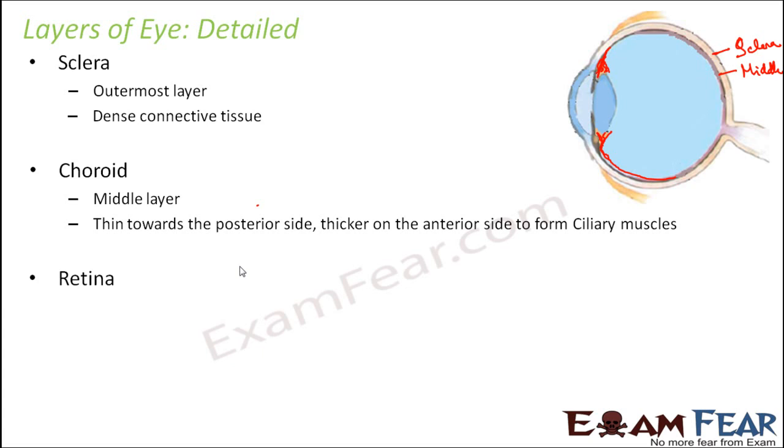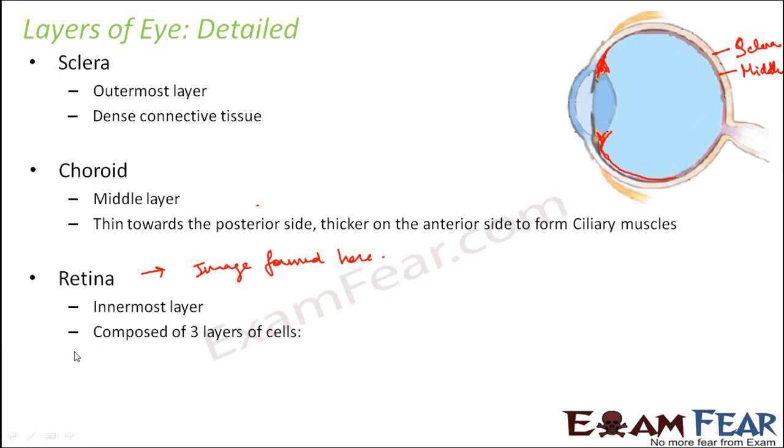The third one is retina, which is the innermost layer, and this is a very important layer. Why? Because this is the place where the image is formed. As I said, the lens will form image. So where will the image form? The image is formed on the retina. So image is formed here.